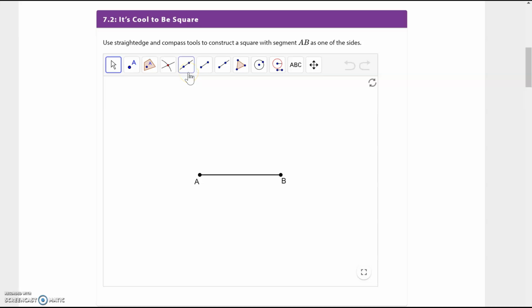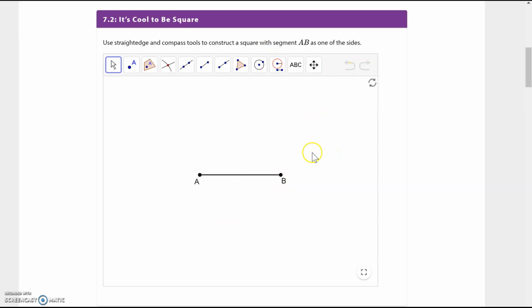So the first thing we need to think about is what makes a square a square? Well, a square is a quadrilateral. All 4 sides are equal length, and all the angles are 90 degrees. So the side lengths have to be perpendicular to one another. So that kind of gives away what we're trying to do here. We need to make sure that when we take the sides of our square, they have to be perpendicular at A and perpendicular at B.